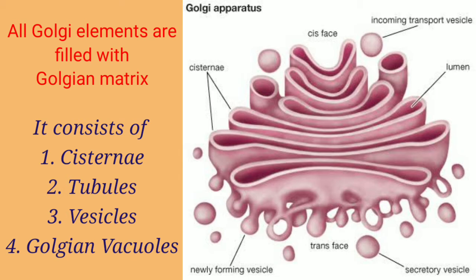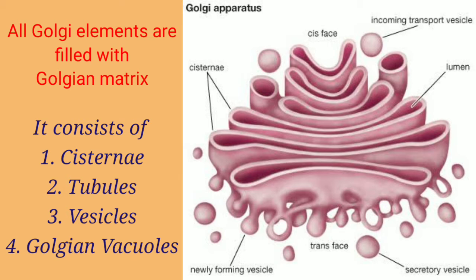So we can call the Golgi apparatus a centrally stacked, parallel, flattened, intercommunicating set of sacs or cisternae, supported by the peripheral tubules and the vesicles, which are scattered in the cytoplasm of the cell. And they may vary in their shapes and size according to the type of cells.